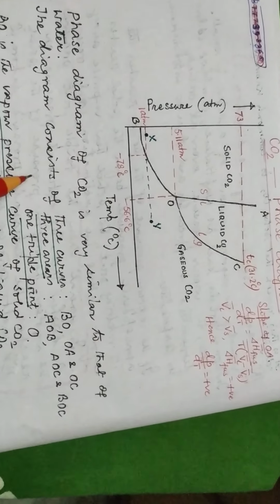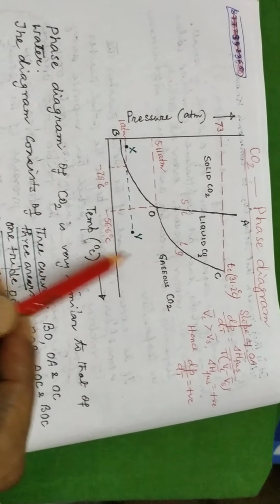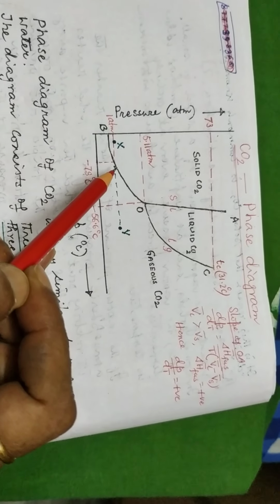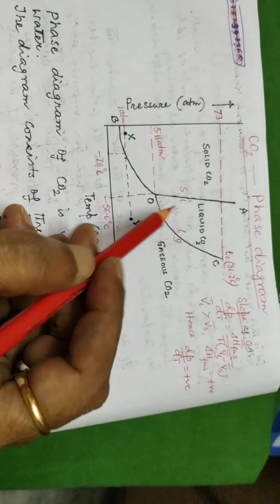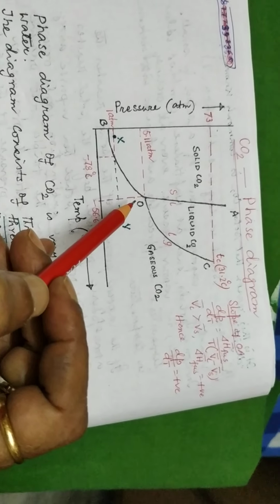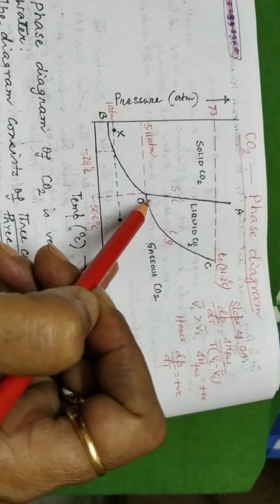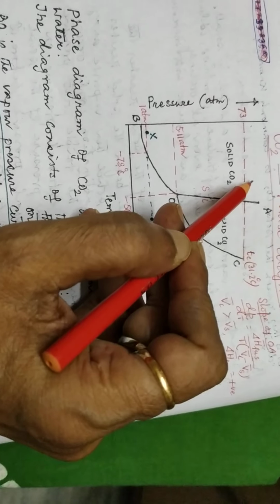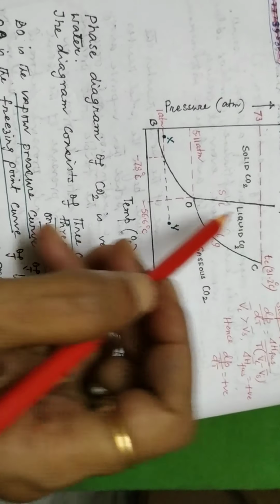Now, this phase diagram of carbon dioxide is very similar to that of water. Only some difference is there. In carbon dioxide, this curve has a positive slope, but in water, this curve has a negative slope. We will discuss it later on.